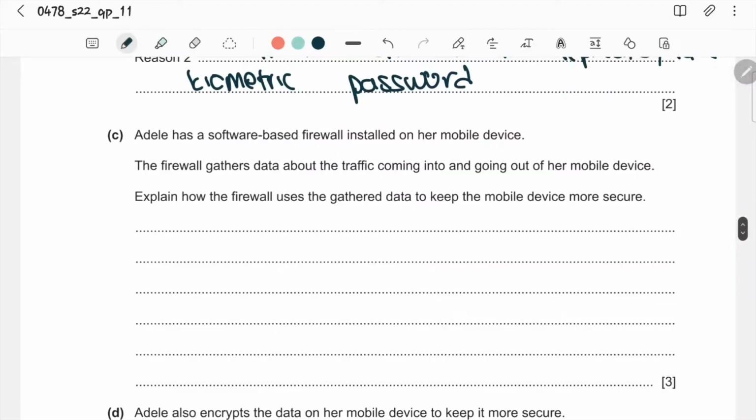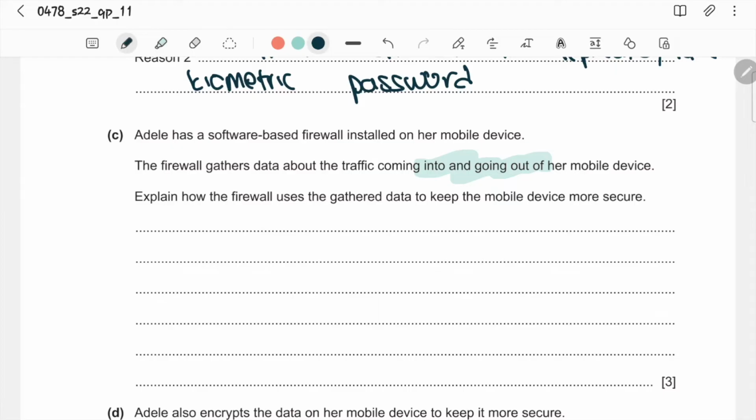Adele has a software-based firewall installed on her mobile device. The firewall gathers data about the traffic coming into and going out of her mobile device. That's what a firewall does. We all know how a firewall works. Explain how the firewall uses the gathered data to keep the mobile device more secure. Okay, we want to make it more secure.